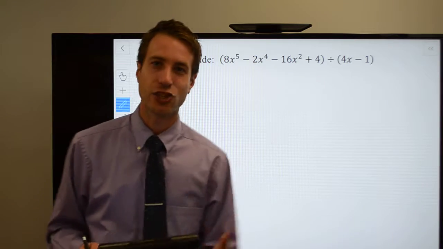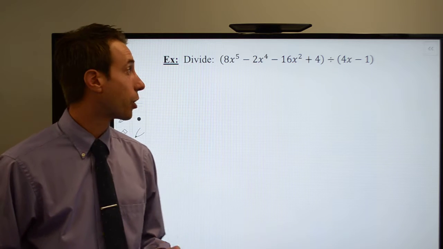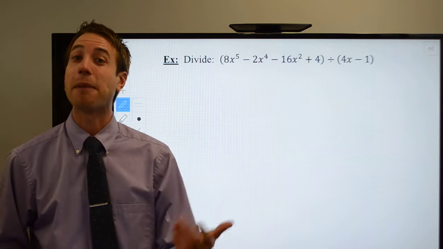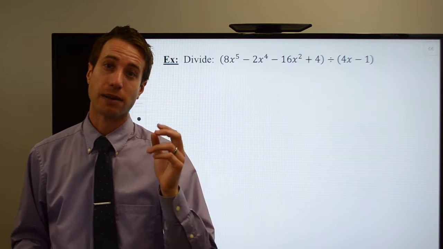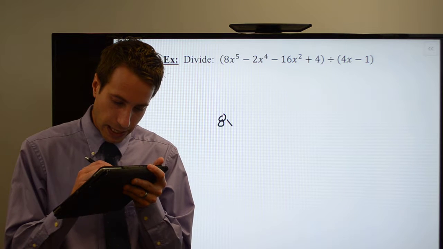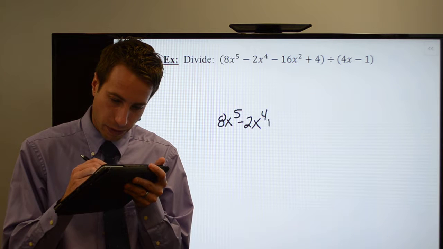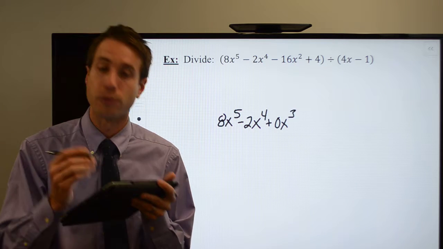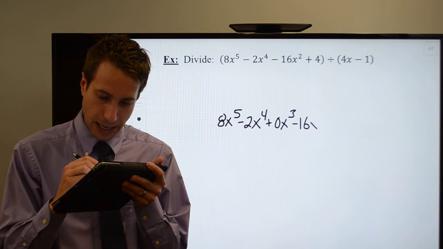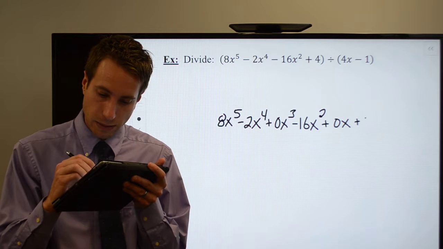Right here, again, you can check it out, but you'll quickly see that synthetic's not going to work. 5, 4, 2, 0. Okay, I'm missing a couple of guys, so make sure that you throw those placeholders in there. 8x to the 5th minus 2x to the 4th plus 0x cubed, right? I'm missing an x cubed, so I need that placeholder. Minus 16x squared plus 0x plus 4.